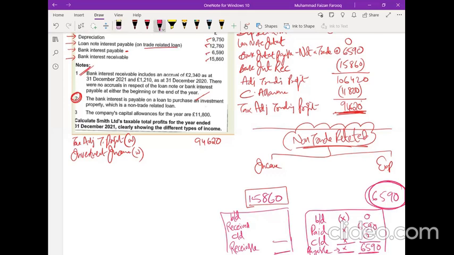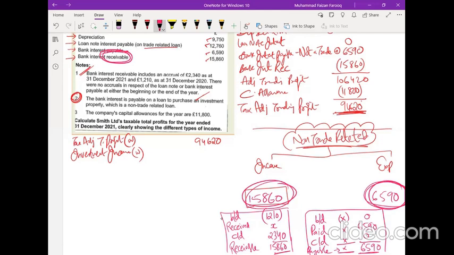So the BD is how much? 1210 and the CD is 2340, right? What is the amount interest received? 15,860. What is the name of this 15,860? I need you to read it. Receivable. And what we need? Received. We need receivable, and receivable is given, so no need to use the format in this question.